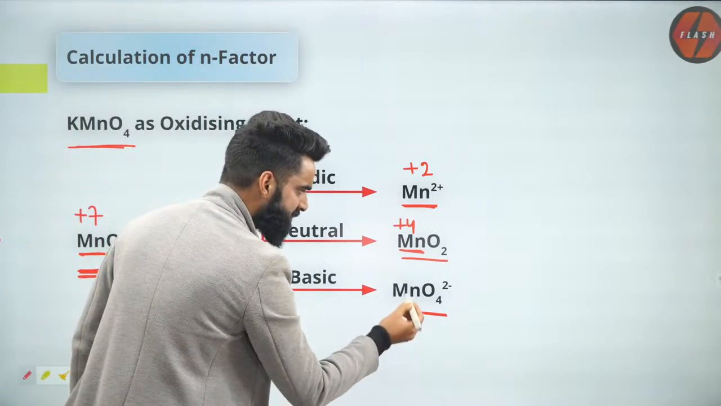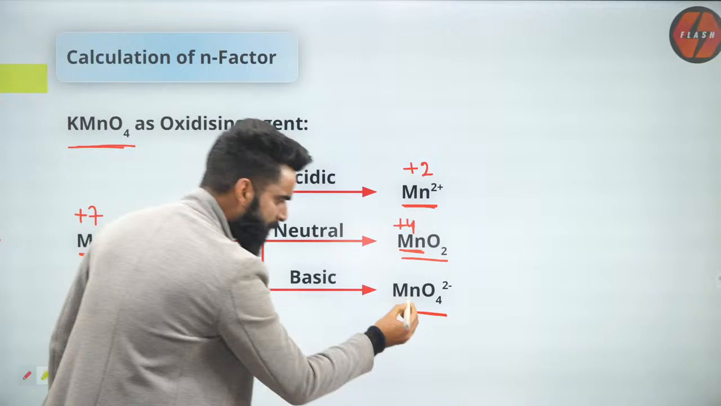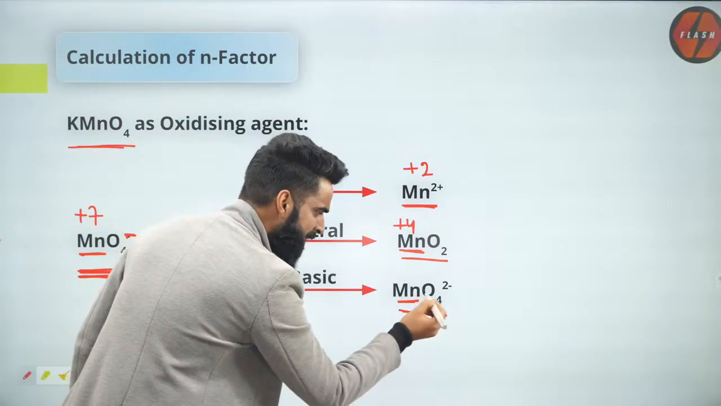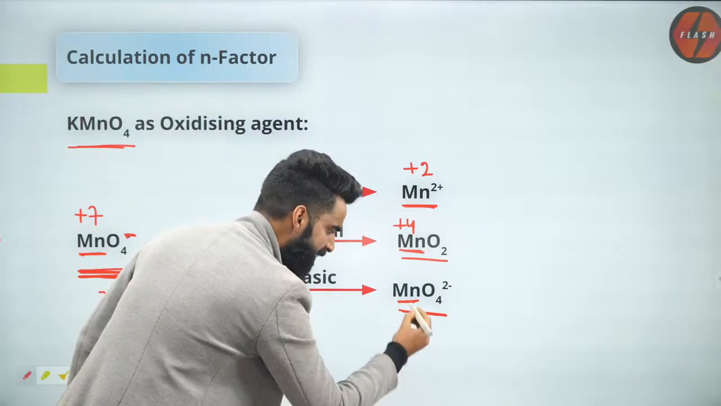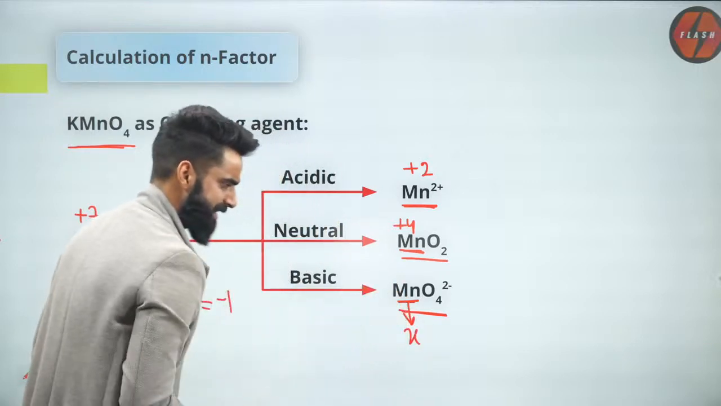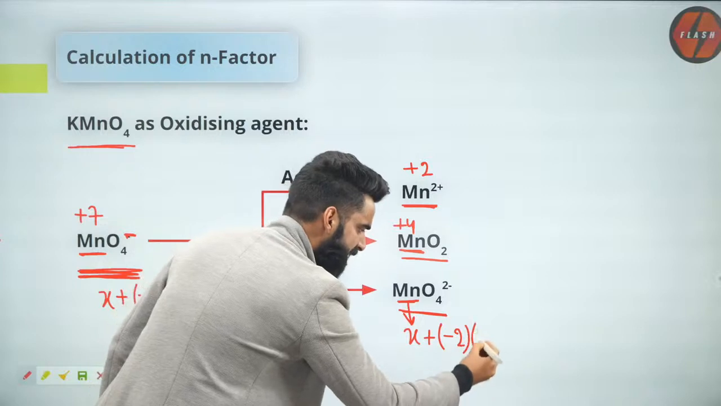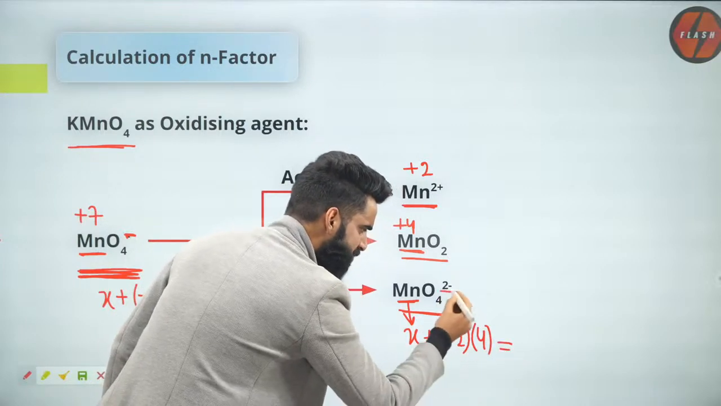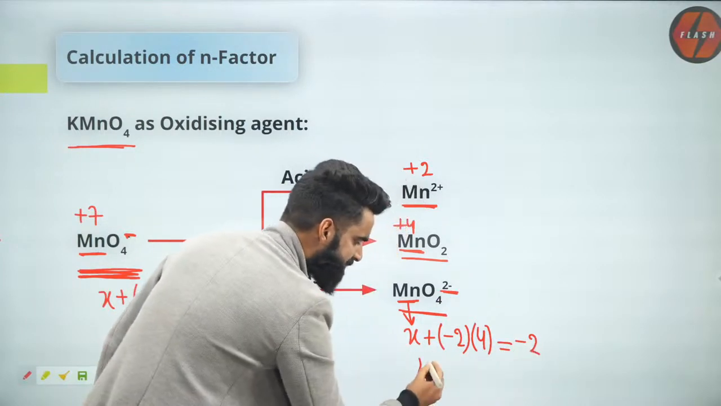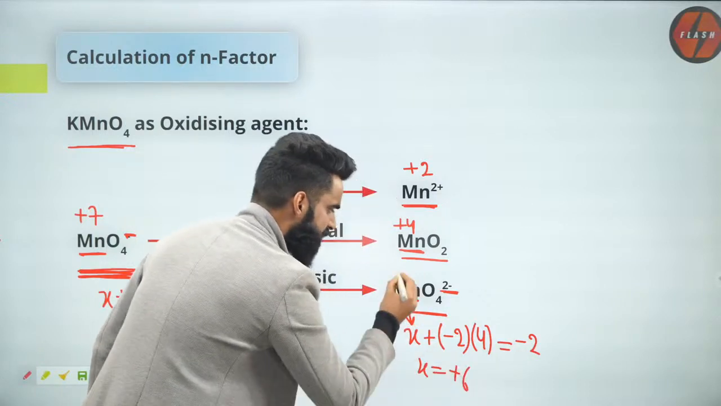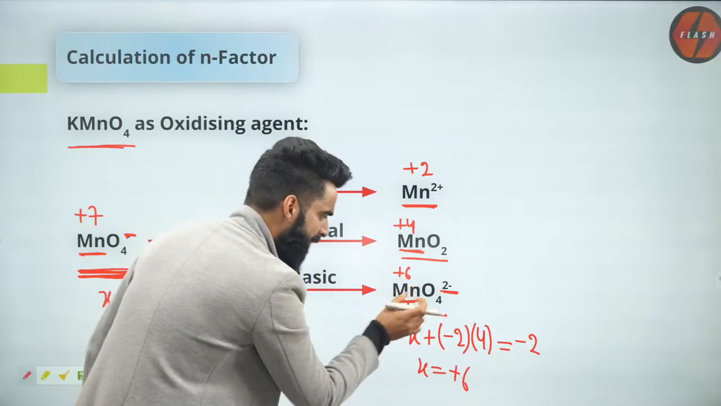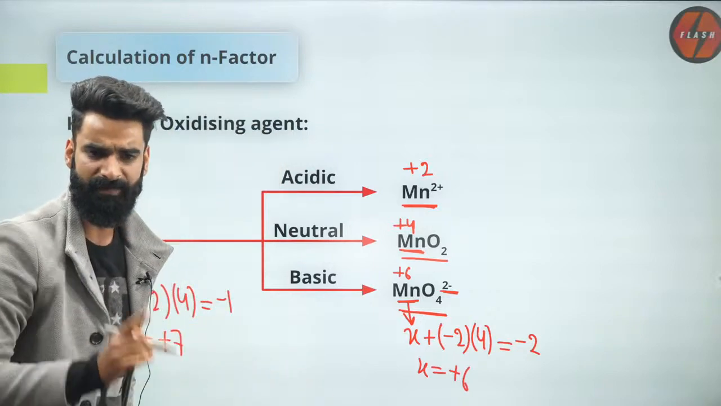What about the oxidation state of Mn in MnO4 dinegative? Let's assume the oxidation state of Mn is X, plus the oxidation state of oxygen is -2. How many oxygen atoms do we have? 4, is equal to, what is the charge present on it? -2. So I will say the value of X will come as +6. So +6 is the oxidation state of Mn in this MnO4 dinegative, right?